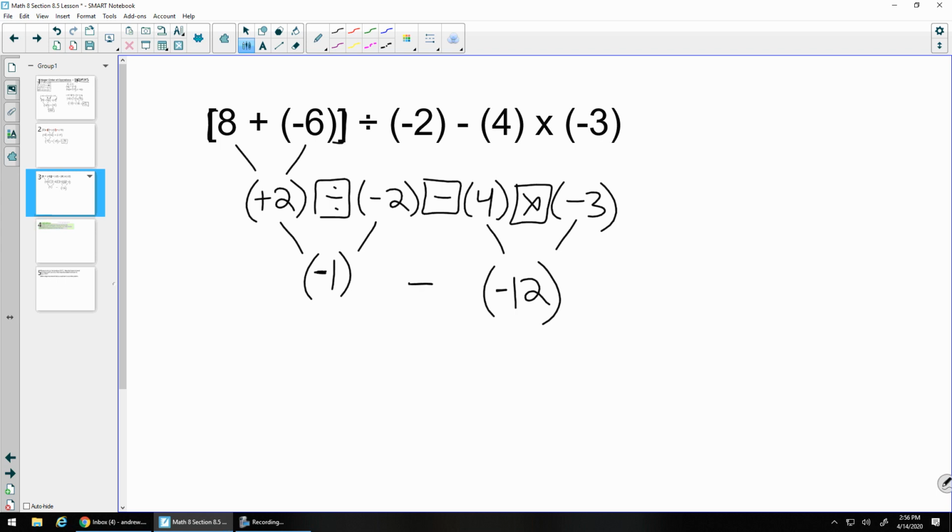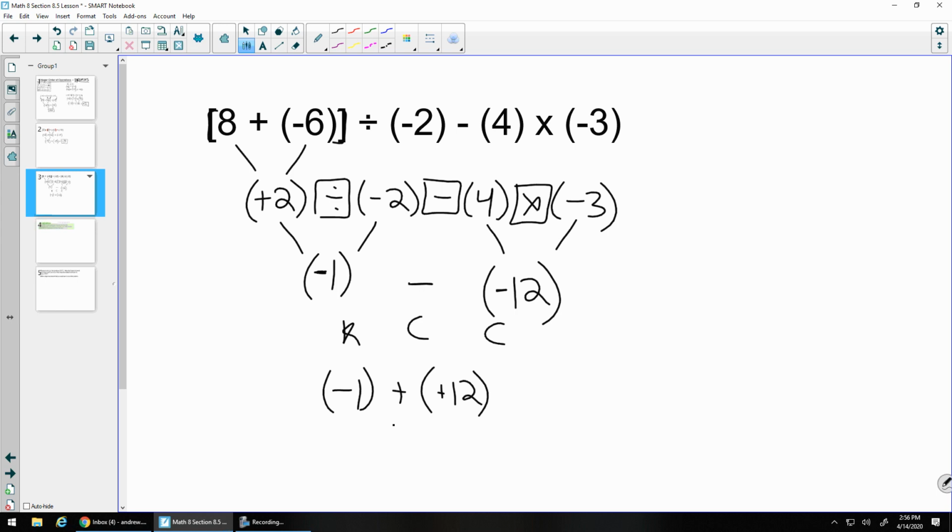A little bit confusing. I could keep, change that. So keep, change. I'd get negative 1 plus positive 12. Okay, so thinking I'm at negative 1, I'm adding 12, so I'm going to get bigger from negative 1. I'm going to go up 12 spaces on my number line.